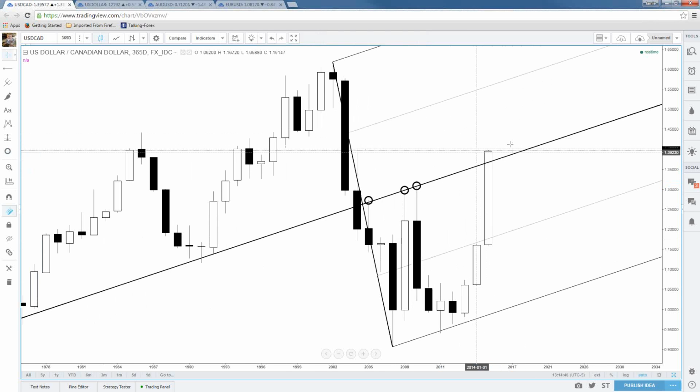I just tweeted out about 140, the 2004 high is right there. I think it's 140.03 or something. Yeah, 140.03.